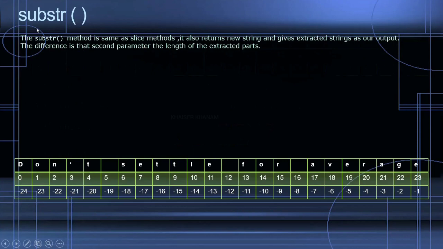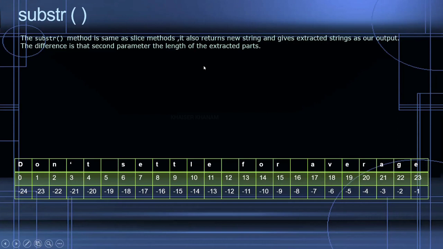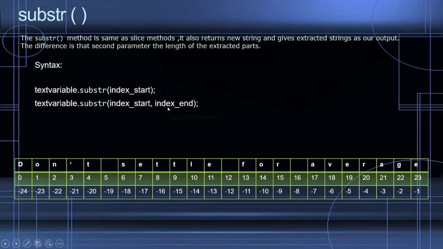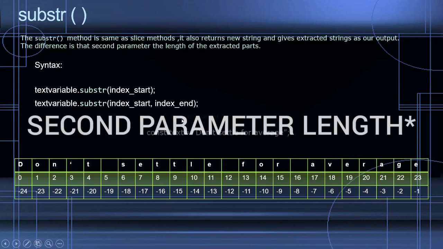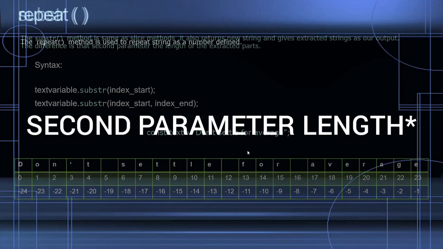Now the next method we are going to see is substr. This method is very similar to the slice method, but the second parameter describes the length of the word which we are extracting. This will be the same syntax: index position, start position, everything.